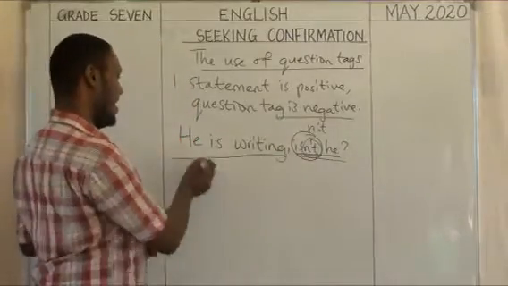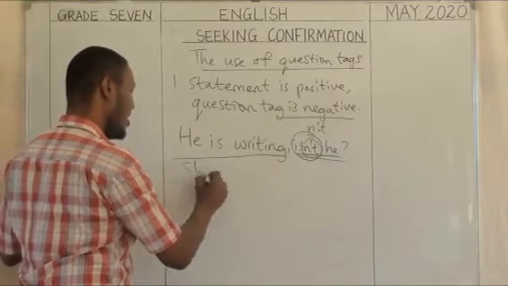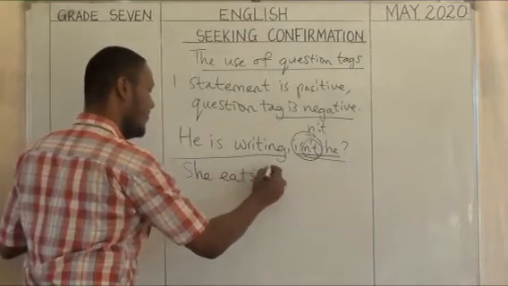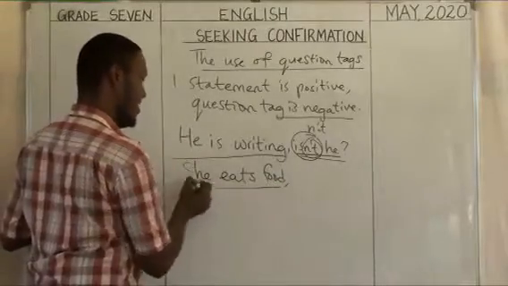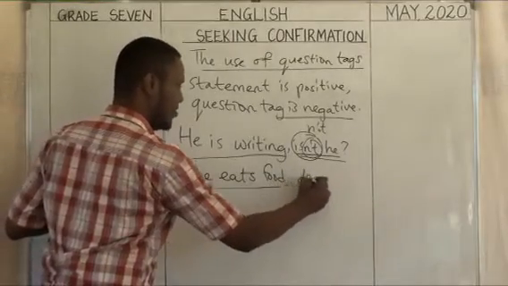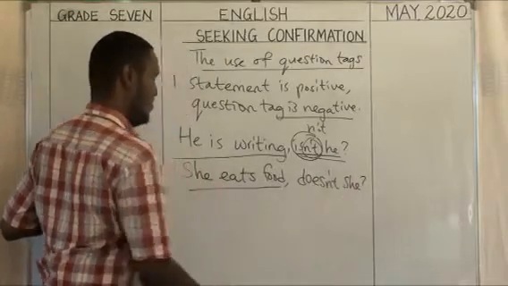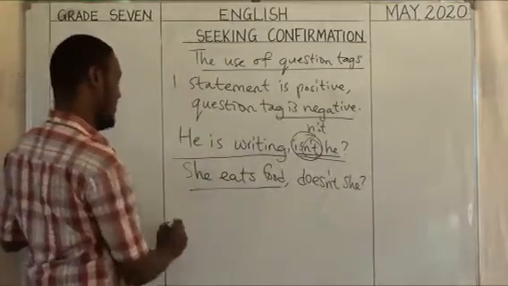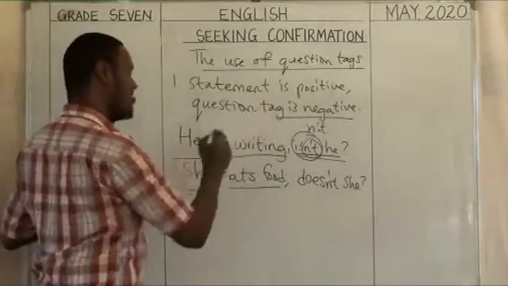That is one. Another one: she eats food. This is positive. Negative: doesn't she? So that is one. Number 2, a statement that is negative.